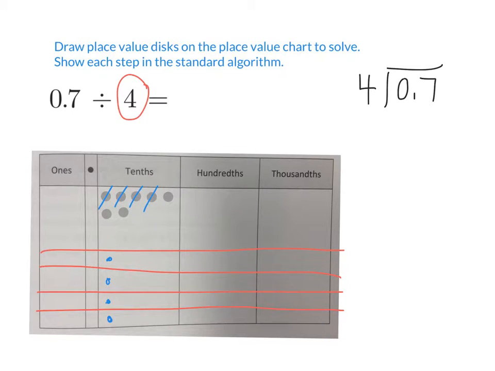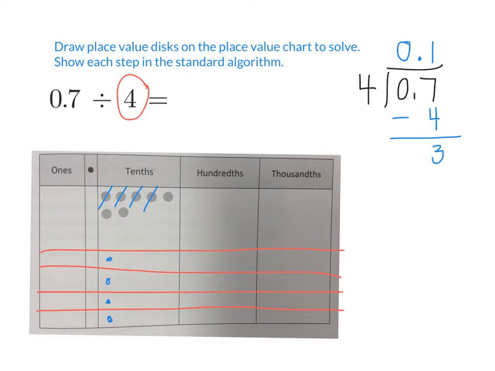Do I have enough discs to put one more disc in each group? No. So I'm going to record how many discs could go into each tenths place? 1. So I'm going to put 1 in the tenths place. Now in my quotient, remember, I need to put the 0 and the decimal point to show that it's 1 in the tenths. How many tenths did we cross out? How many did we use up? 4. What's 1 times 4? 4 tenths. Be careful here. Don't record it in the ones because we didn't do it in the ones. How many are left? 3. What's 7 minus 4? 3.